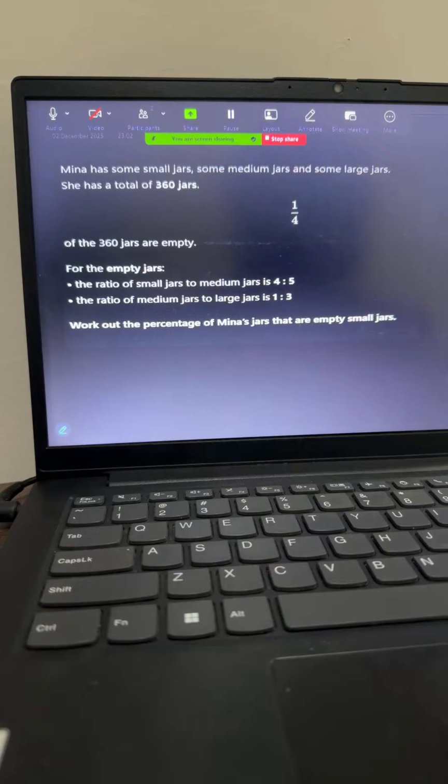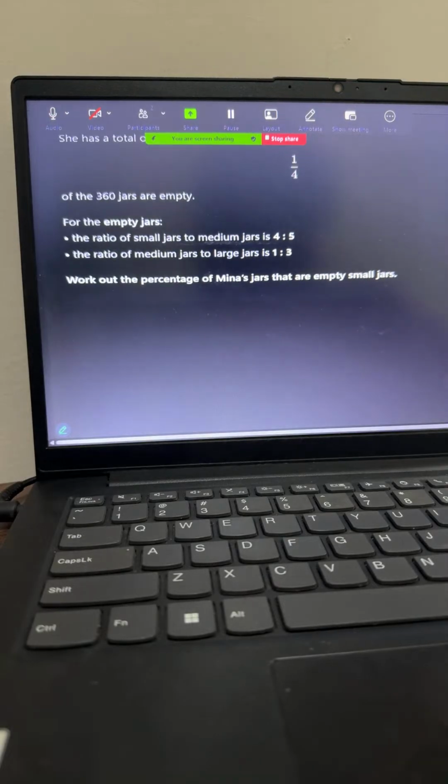Among the empty jars, there are some small jars, medium jars, and large jars. And this is the ratio for those 90 empty jars. So small to medium is 4 and 5. Medium to large is 1 and 3. The first thing is you have to combine these two ratios. What do you think we should do over here?